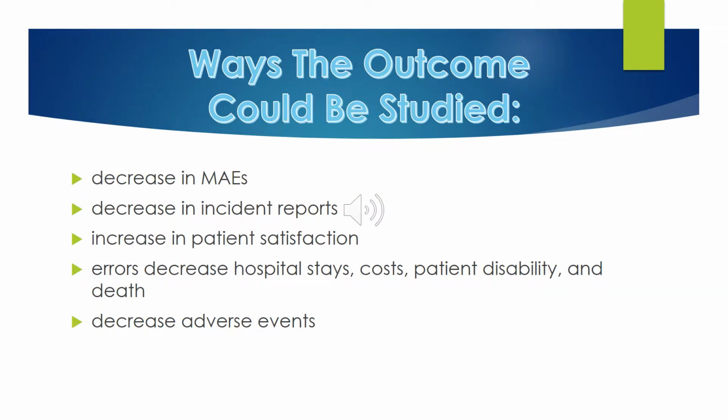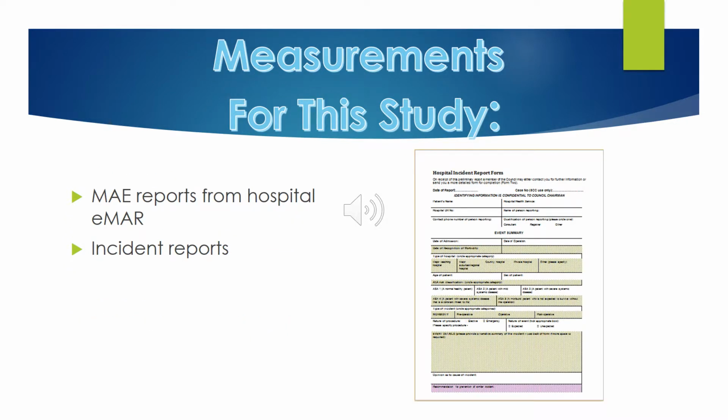How would we know if the study was beneficial? What outcomes would we look for? Well, first we would look for a decrease in medication errors. Also, decrease in incident reports, increase in patient satisfaction, medication errors decreasing hospital stays, costs, patient disability, and death, and decrease in adverse events.